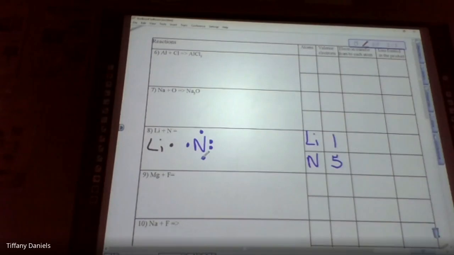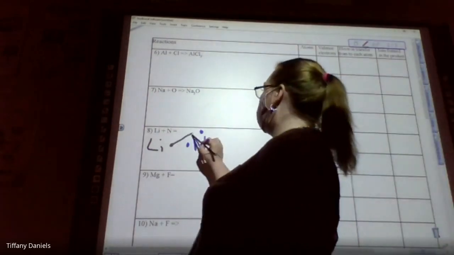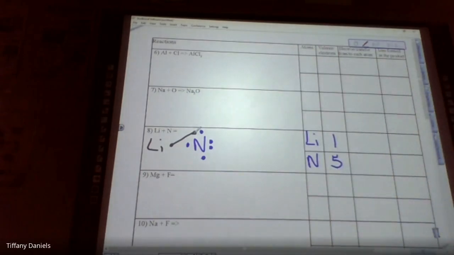Okay, so lithium has 1 valence electron. Nitrogen actually needs how many? 3. It needs 3. So if lithium gives its 1 electron to nitrogen, nitrogen is still unhappy. So what can we do to fix that? We need a total of 3 lithiums.